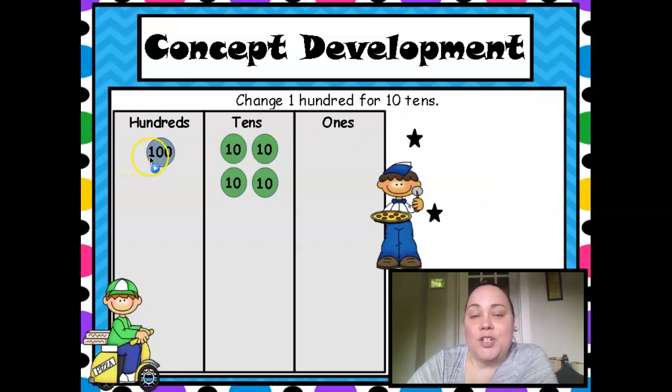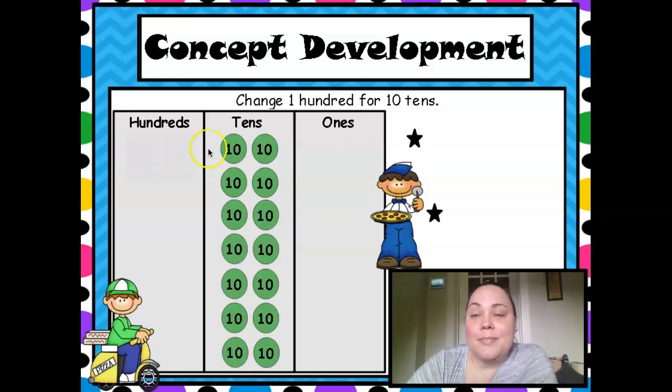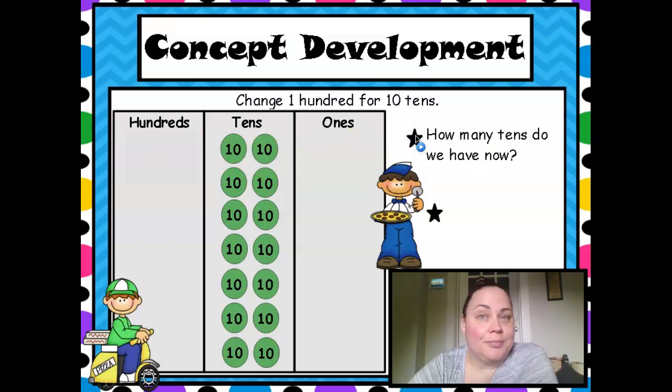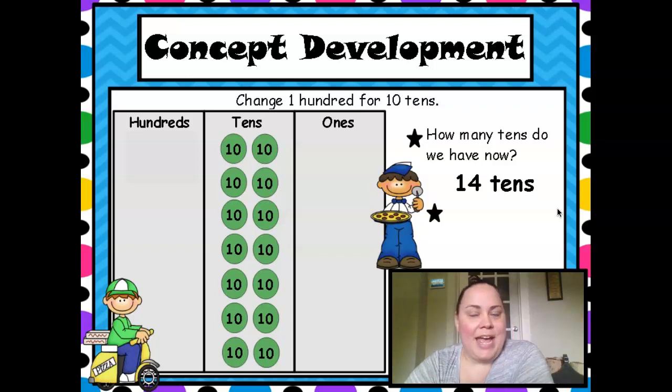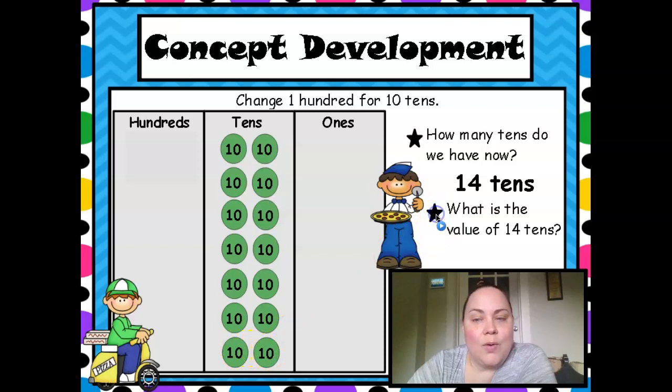Now, I want to change this 100 into 10 tens. How many tens do we have now? Let's count them. 1, 2, 3, 4, 5, 6, 7, 8, 9, 10, 11, 12, 13, 14. We now have 14 tens. How much is that worth? How do we find out? We count them. Let's count them. 10, 20, 30, 40, 50, 60, 70, 80, 90, 100, 110, 120, 130, 140. So 14 tens can equal 140.